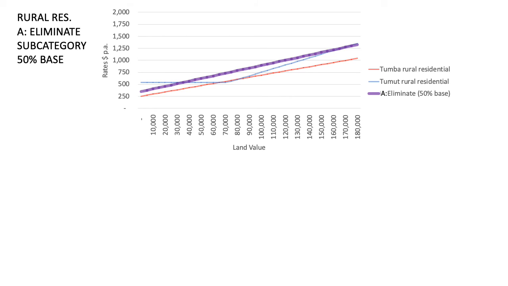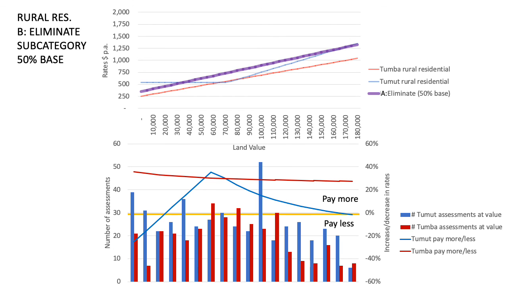You can see that's far closer to the current rating structure in Tumbarumba, with the purple line being almost parallel to the red line. And when we compare the two alongside one another, you can see that what it's doing is pushing up the rates at the lower end and pushing down the rates at the higher end. And when we add that second chart showing the impact in percentage terms on ratepayers with different land values, we can see that increases at the higher end have come down considerably.